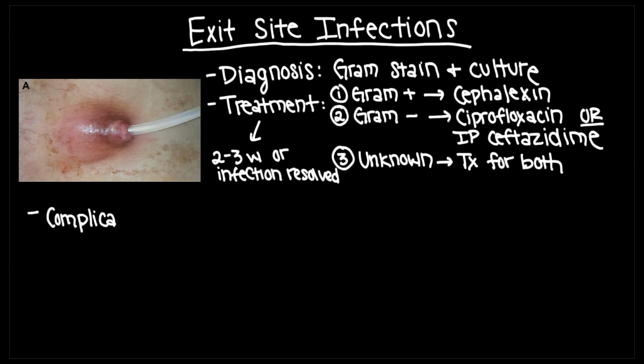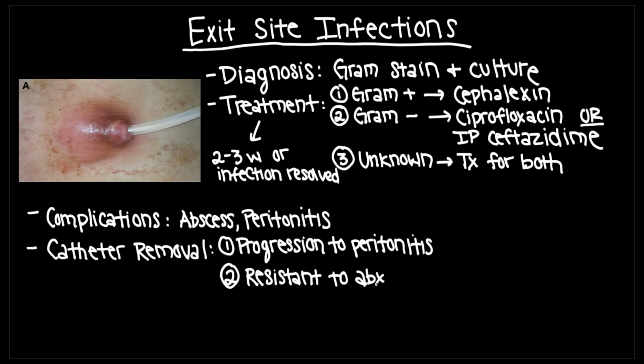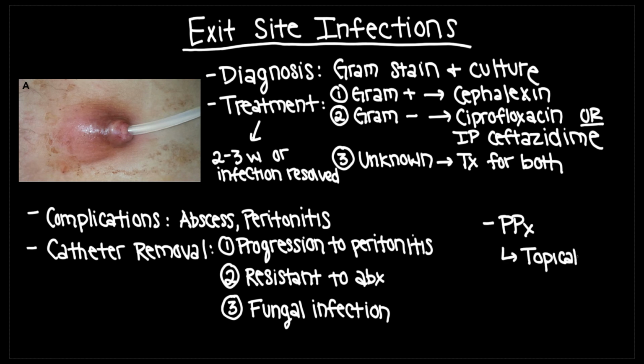Complications of these infections include abscess formation or peritonitis. Catheters only need to be removed if there is progression of the infection to peritonitis during treatment, an infection resistant to antibiotics, or an infection caused by a fungus. Most children on PD use a daily topical antibiotic to prevent infections.